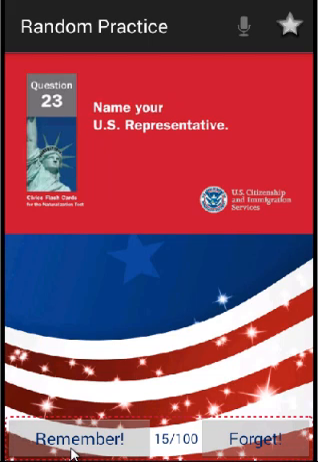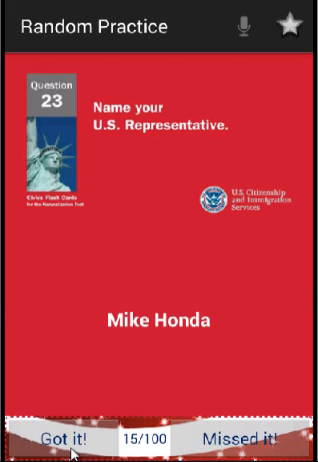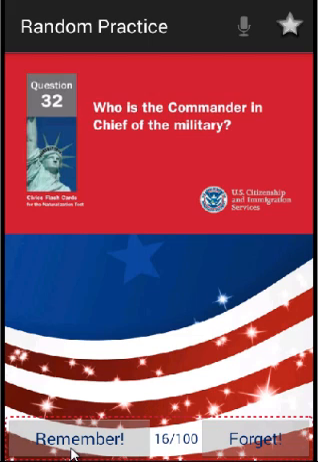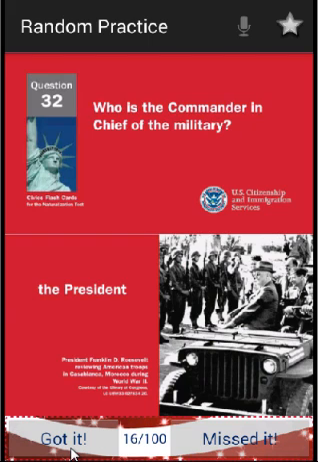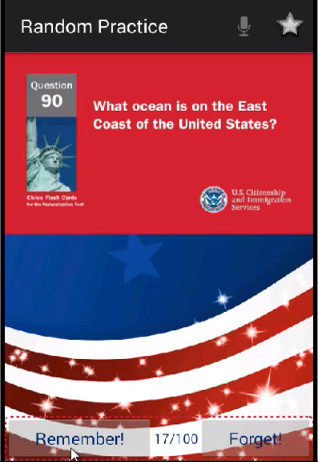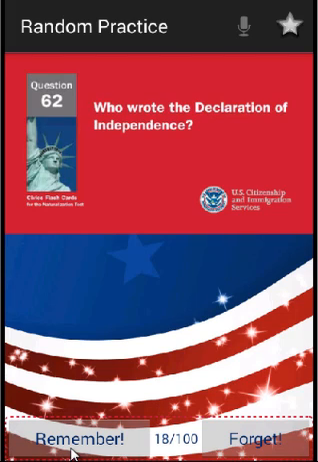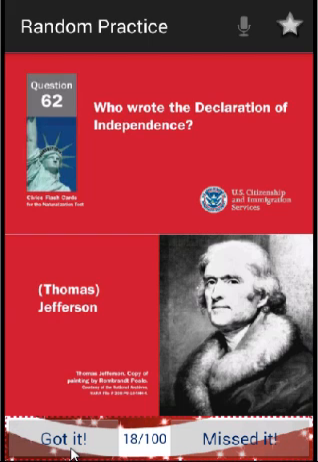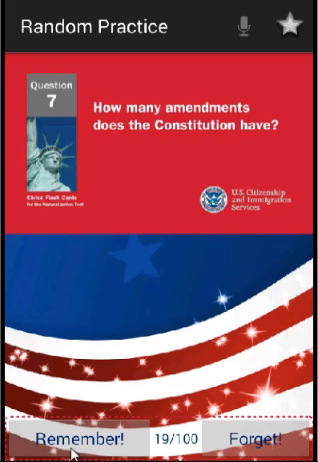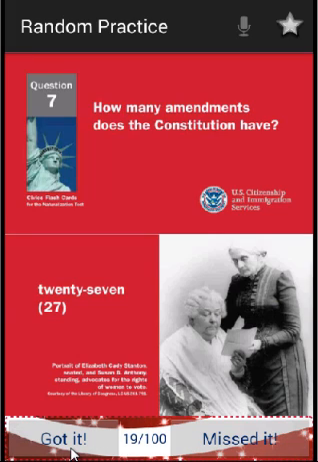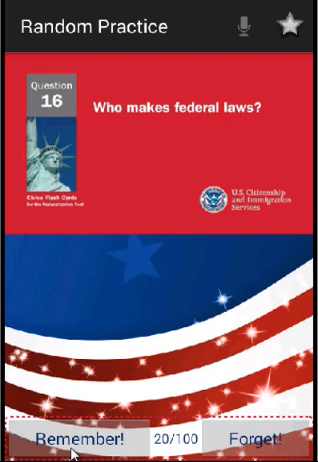Name your U.S. representative. Mike Honda. Who is the Commander-in-Chief of the military? The President. What ocean is on the east coast of the United States? Atlantic Ocean. Who wrote the Declaration of Independence? Thomas Jefferson. How many amendments does the Constitution have? 27.